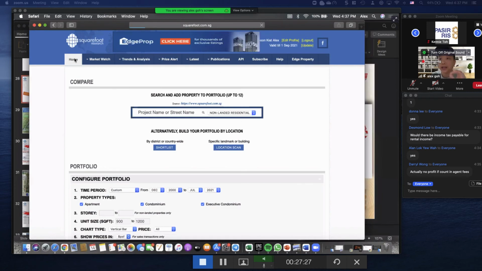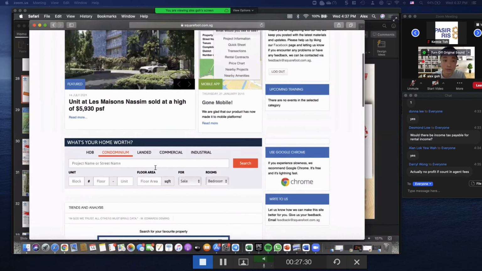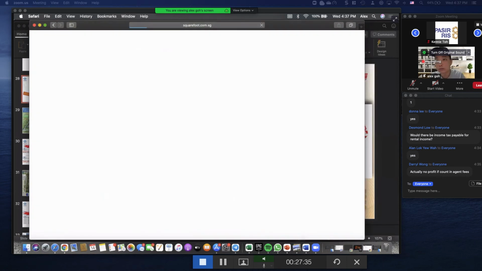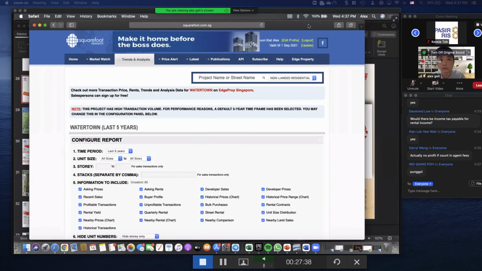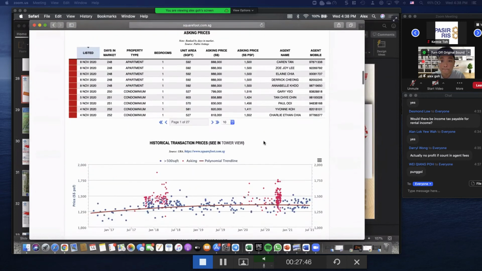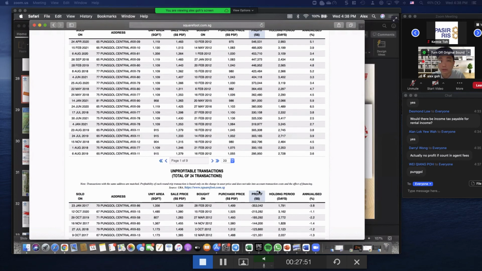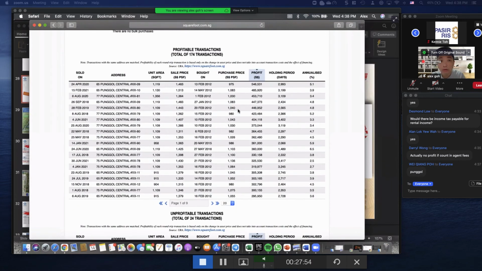So I show you how amazing things are if you have knowledge. You all know where is Watertown? All of you know where is Watertown? Anyone don't know? Watertown. Yes, Punggol, good. Yeah, now I show you. I will show this to my buyer. Watertown, same project. 2013 Feb, this guy bought this unit. So he made $546,000 profit. Good or not?